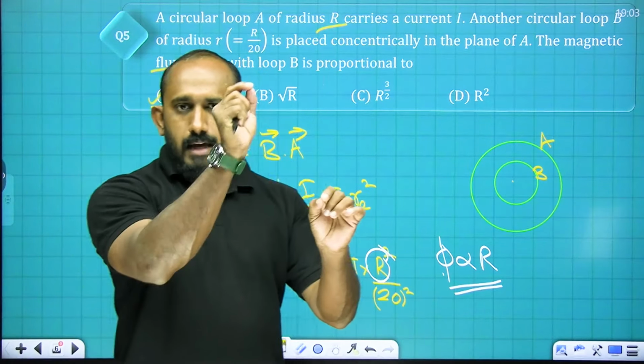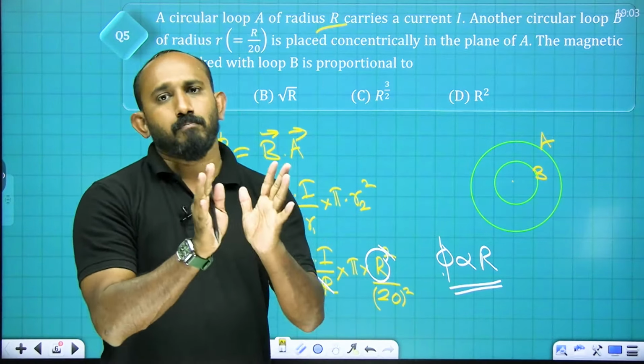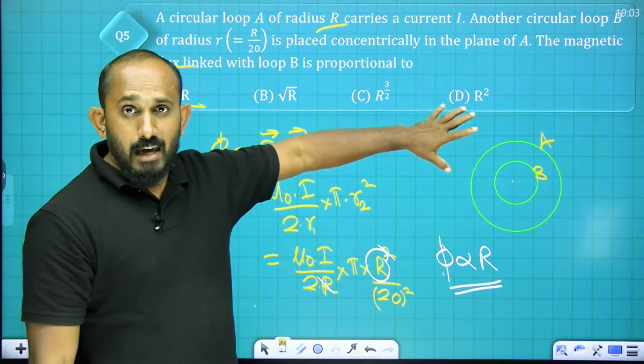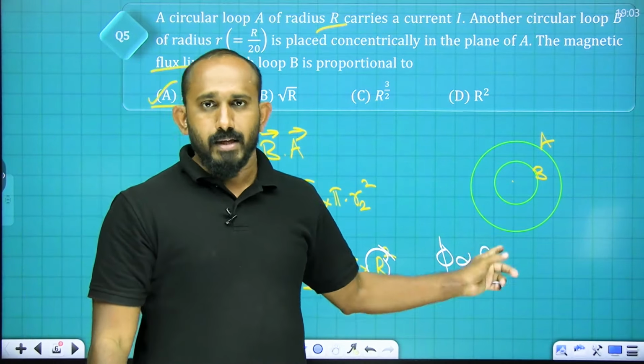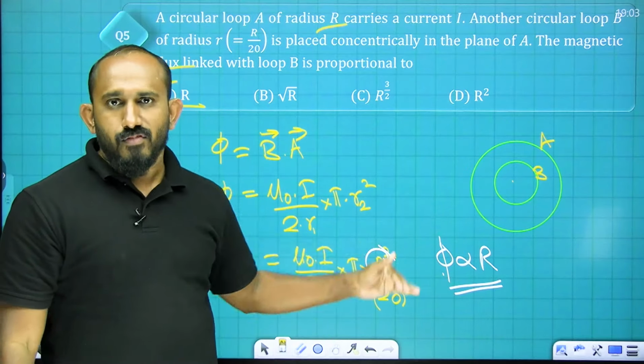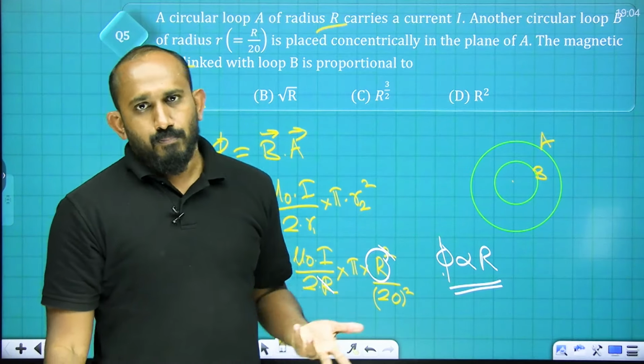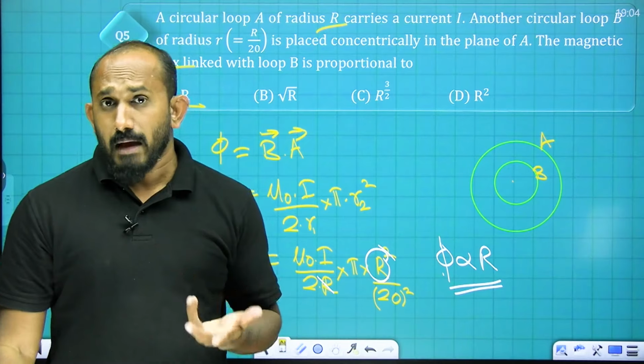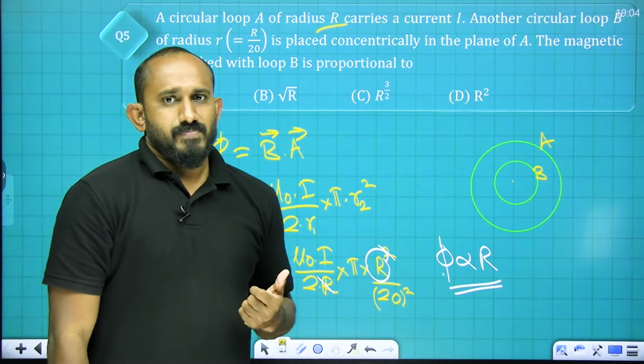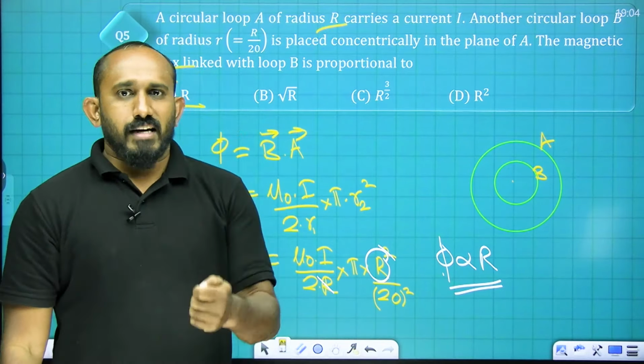So two coils are there, A and B. They are concentric and kept on the same plane. We keep the second coil B in the magnetic field of A. The radius is different, so on what is the flux proportional? It is the basic concept of magnetic flux. Okay, so let's go for the next question.